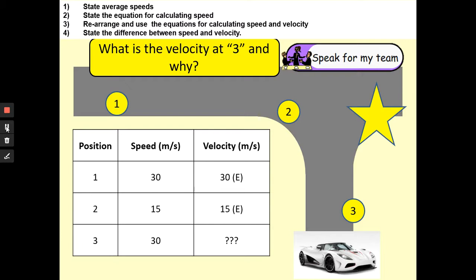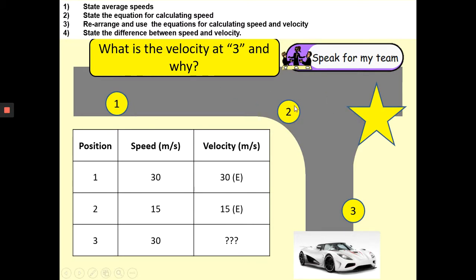So you should have noticed that on the table, we've got speeds given to you. So at position 1, that's this one here, the speed was 30 meters per second. But the velocity is stated as 30 E. Now that E stands for east because it's traveling across your page. And again, from your previous physics lesson, if you're going right across your page, we consider that to be the east direction on the compass point.